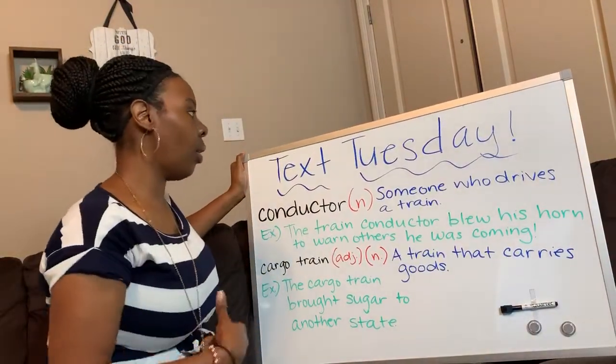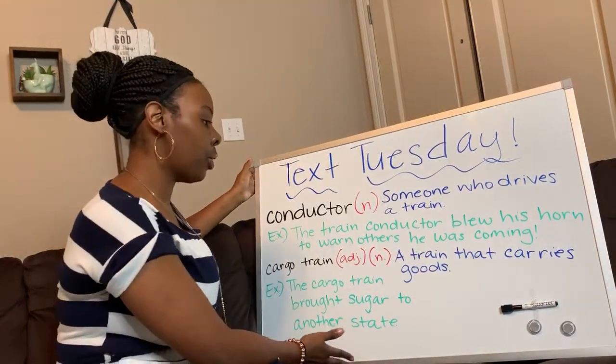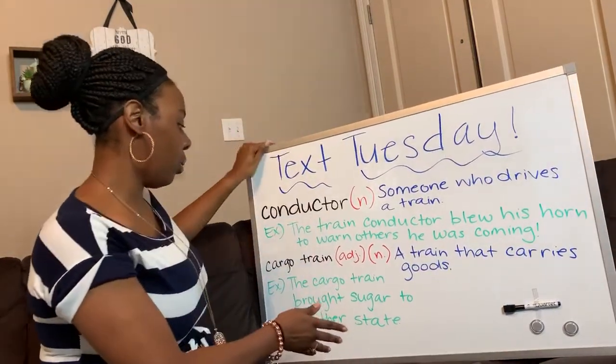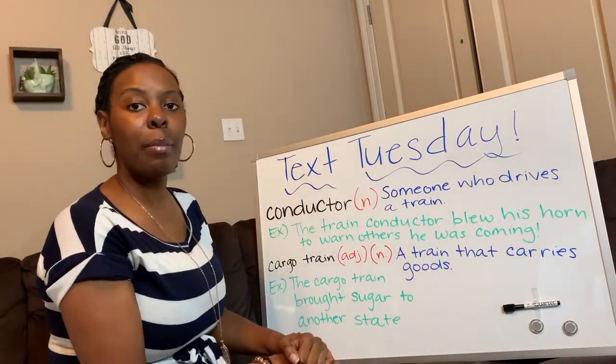Today we are going to be talking about trains in our Pete the Cat story. So we're going to go over our terms first and then we'll hop right into our story. So our first term is the word conductor. So let's clap it out and see how many syllables it has.